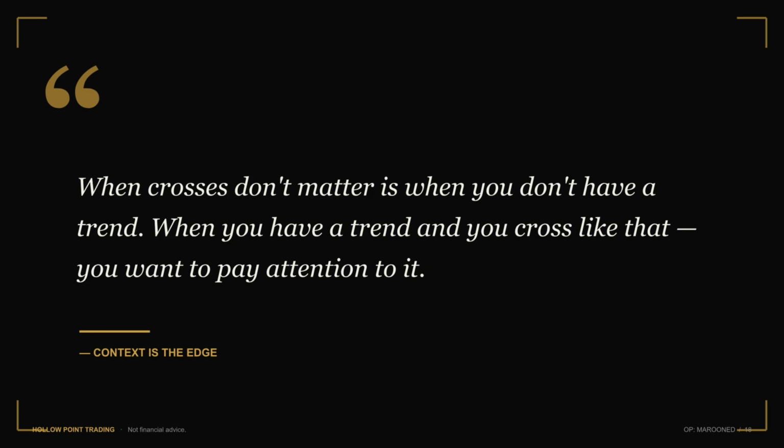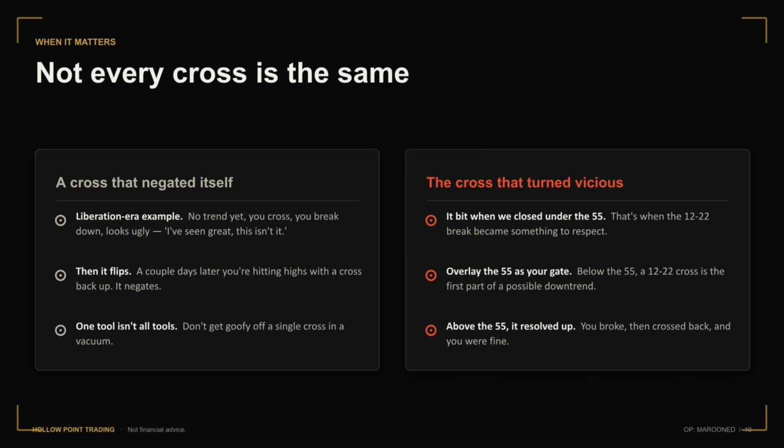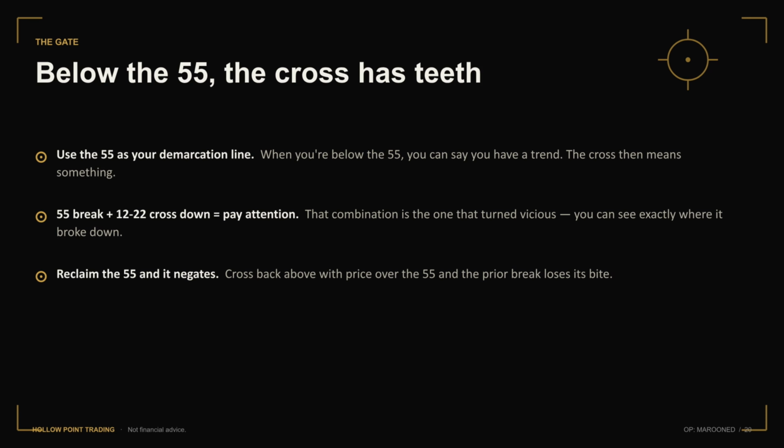Crosses are meaningful only when a trend is present. When you see a cross with an established trend, it demands your attention. Not every cross is the same. Some negate themselves quickly, while others, like a break below the 55, can signal a deeper trend shift. It's important not to rely on a single tool in isolation. Using the 55 as a demarcation gate is key. Staying below this line suggests a potential downtrend, while reclaiming it can negate the bearish signal.